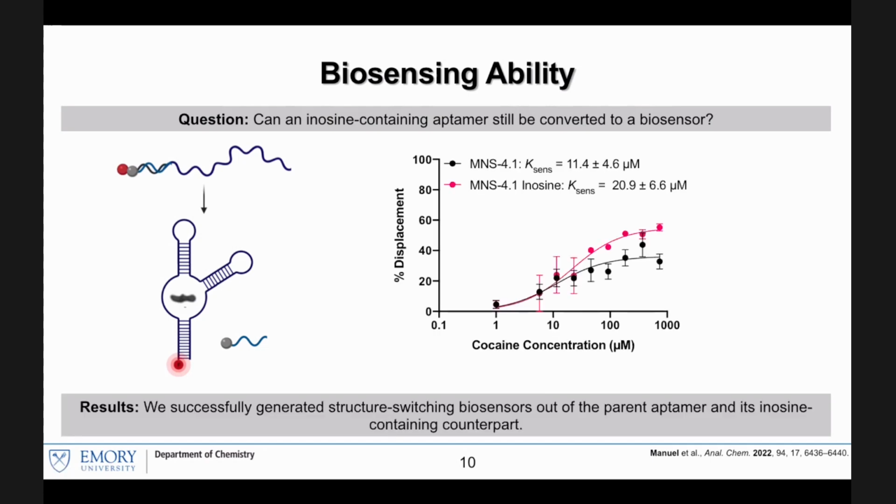From here, we are able to generate the percent displacement. So we get a percent fluorescence, we back calculate to get a percent quench, and then from there, we back calculate again to get a percent displacement. That tells us how much cocaine is bound. And then from that, we were able to generate successfully not only a structure switching biosensor for cocaine with the MNS 4.1 aptamer, but we were also able to generate it for the MNS 4.1 inosine aptamer too. So we were really, really excited about these data as well.